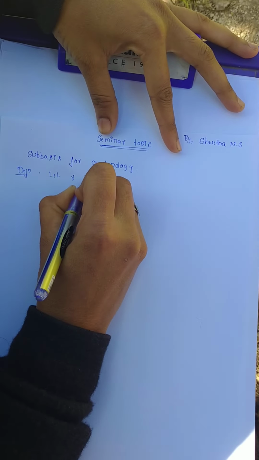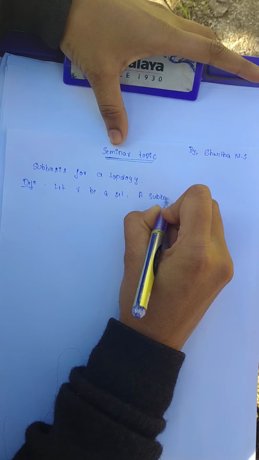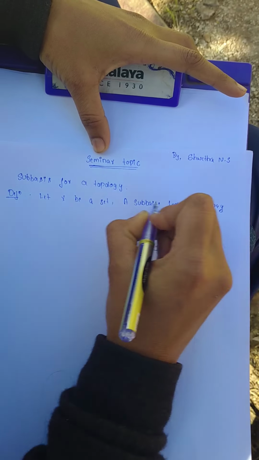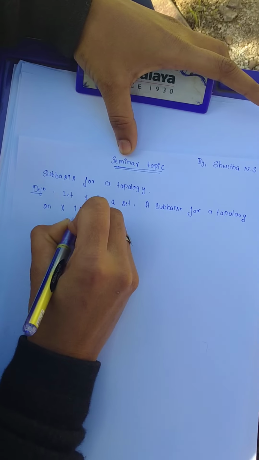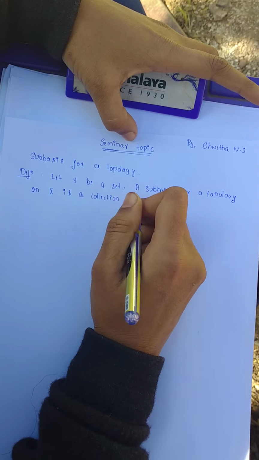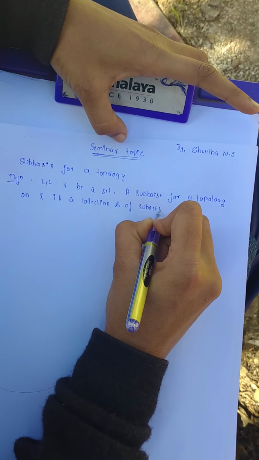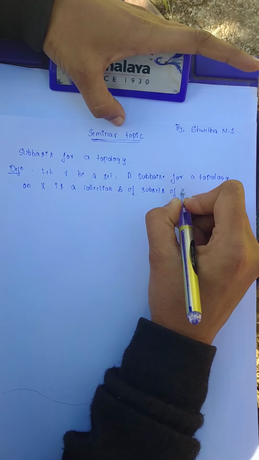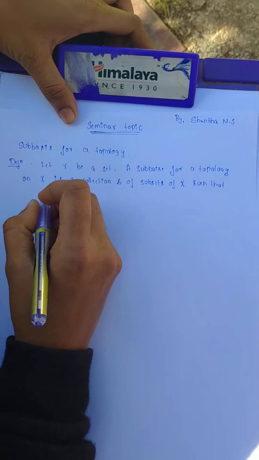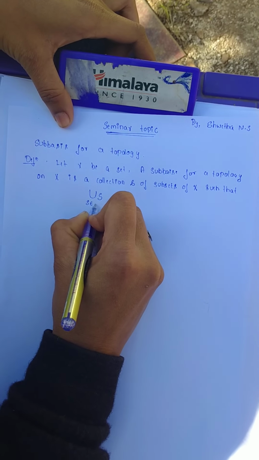Let X be a set. A subbasis for a topology on X is a collection S of subsets of X such that the union of elements of S is equal to X.